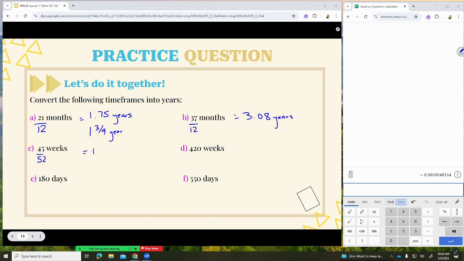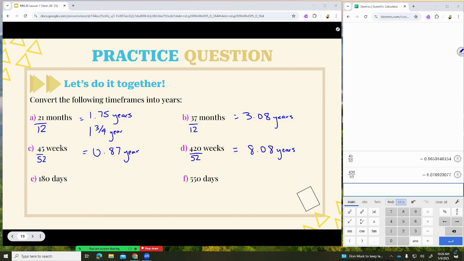So that would be 0.87 years. We're not quite at a year yet. If somebody invested for 420 weeks, we divide that by 52. When you divide 420 by 52, you get 8.08 years. So just over 8 years.